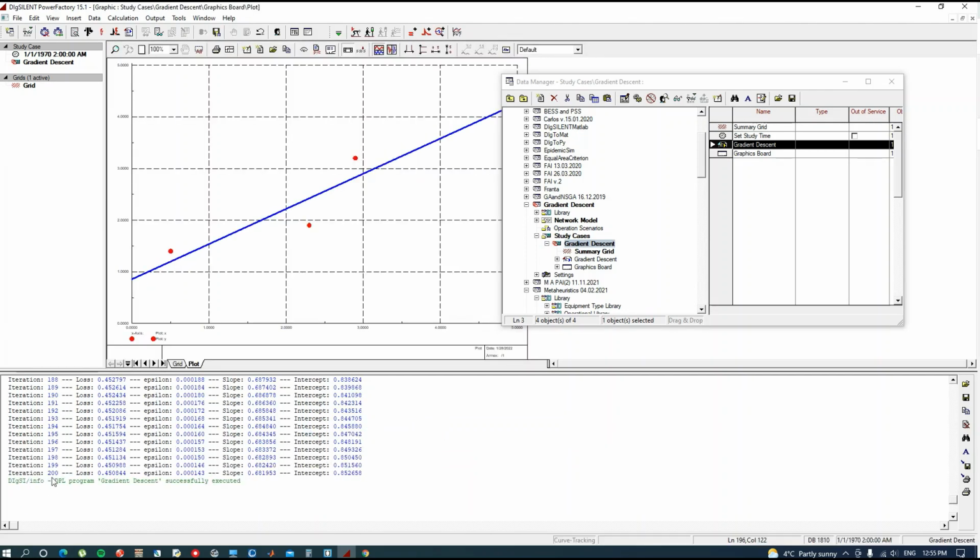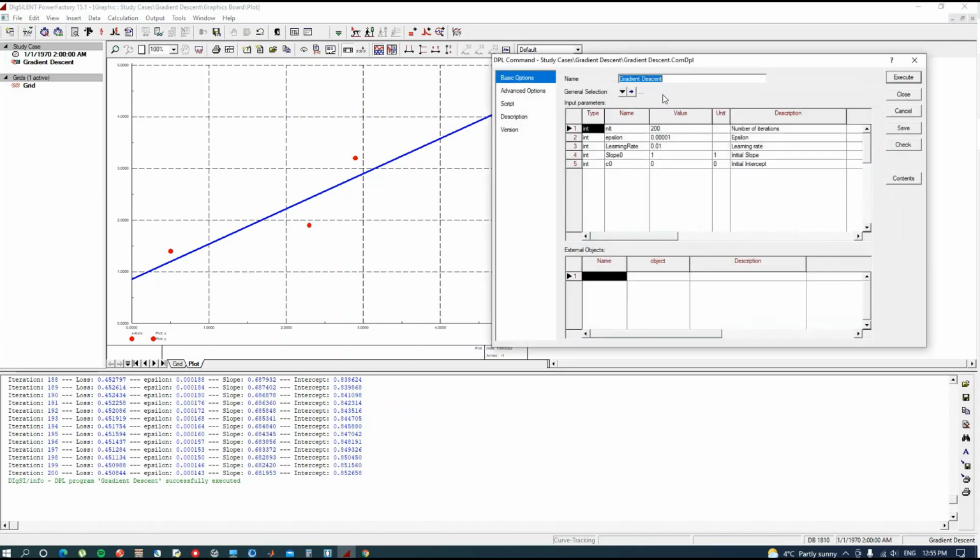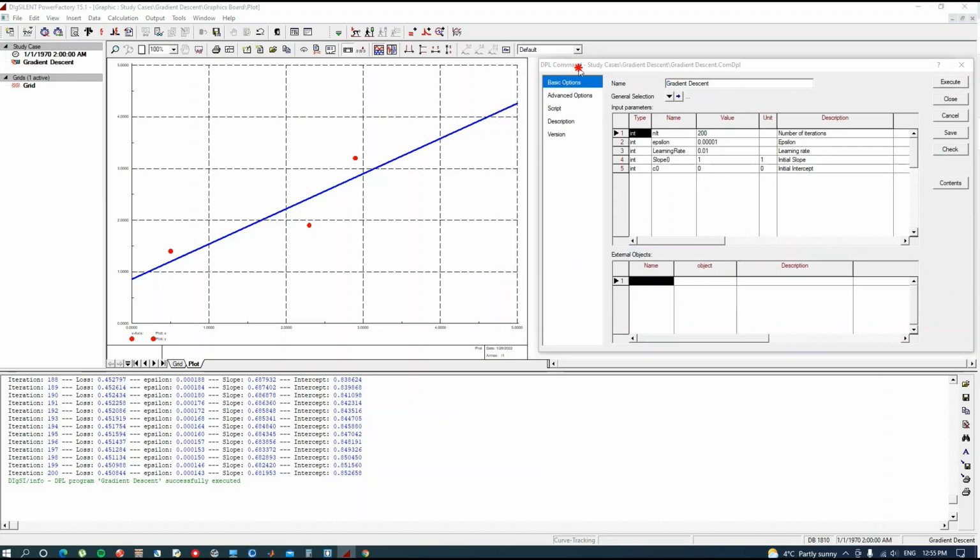We reached 200 iterations, as we defined at the beginning. This is what we obtain. We can see that our line is now optimally passing through this data set of points, and the equation of the line is y equals 0.68 multiplied by x plus 0.85 in this case.